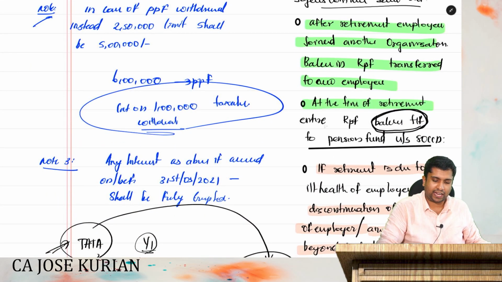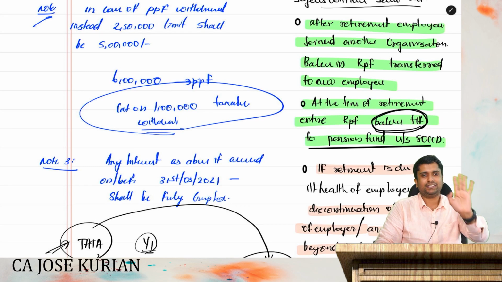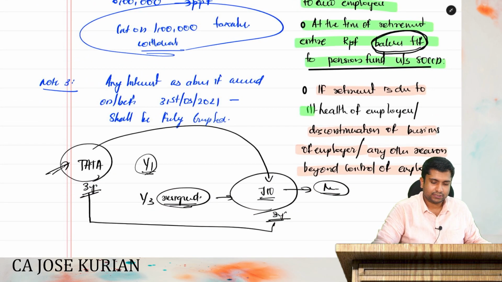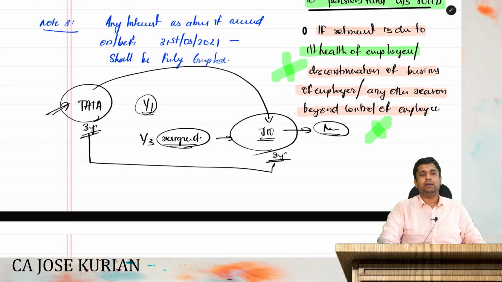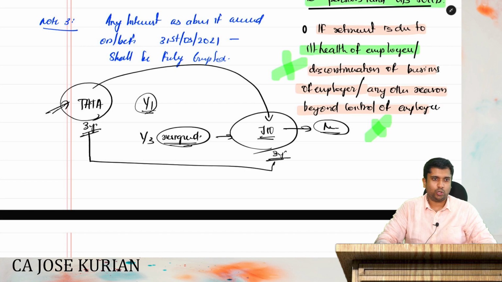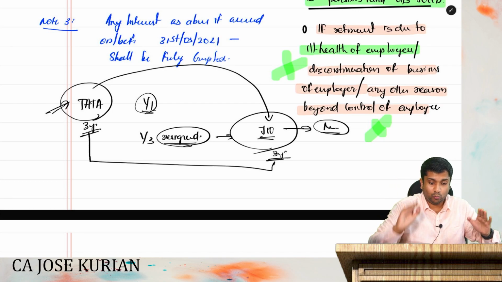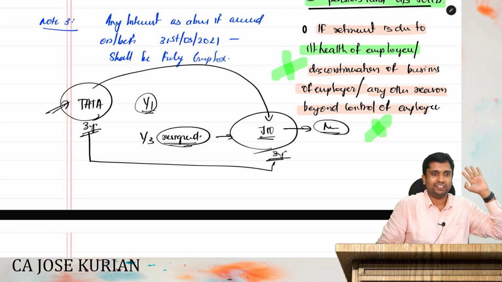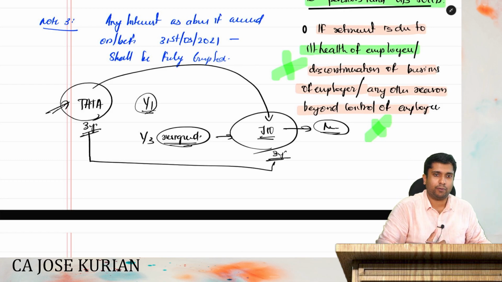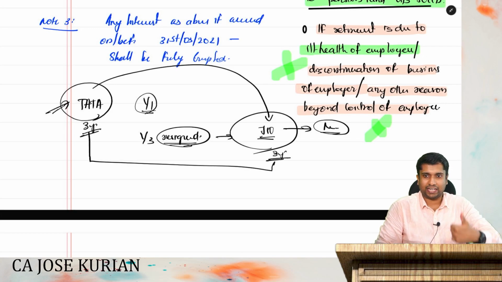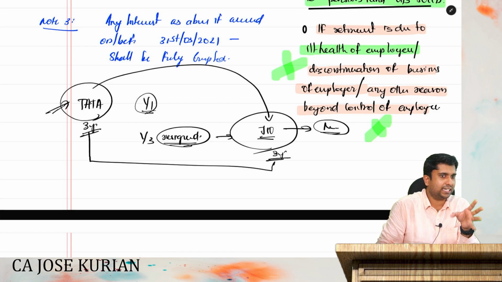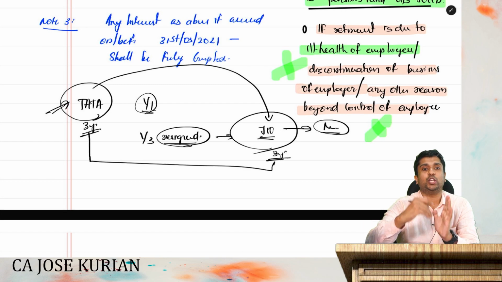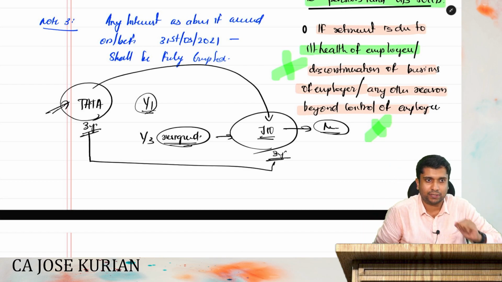Whether after retirement I have transferred that entire balance to a pension fund. If yes, no taxability. Whether the retirement is due to my ill health, or due to discontinuation of business of my employer, or due to any other reason which is beyond my control. In such scenarios also, there is no taxability. Now, what if I've resigned by myself and I've enjoyed the entire amount by withdrawing the amount? It will be taxable. If I've resigned voluntarily without any other reason and I haven't transferred that amount to any pension fund or to any other new employer, then what will happen? It will be taxable. Yes or no?